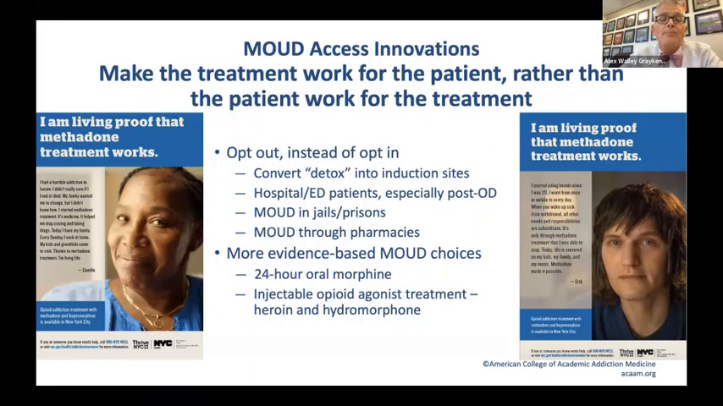Some of these include opt-out instead of opt-in, ideas like converting detox centers into induction centers, making low barrier access available to hospital and emergency department patients, in jails and prisons, and maybe even at pharmacies, and then having more evidence-based MOUD choices like 24-hour morphine and injectable opioid agonist treatment, which again is evidence-based in randomized controlled trials in multiple other countries with heroin and now with hydromorphone.